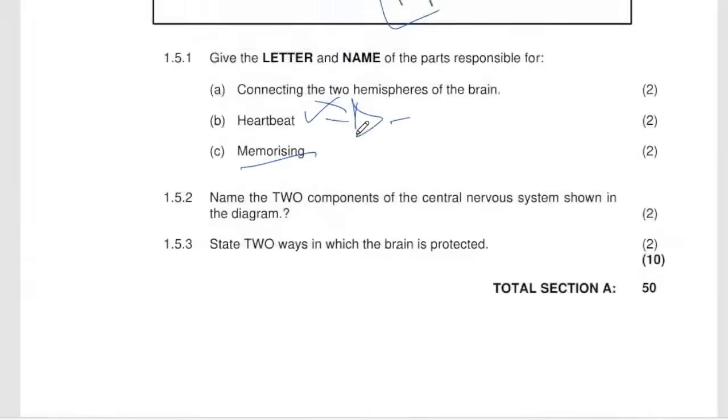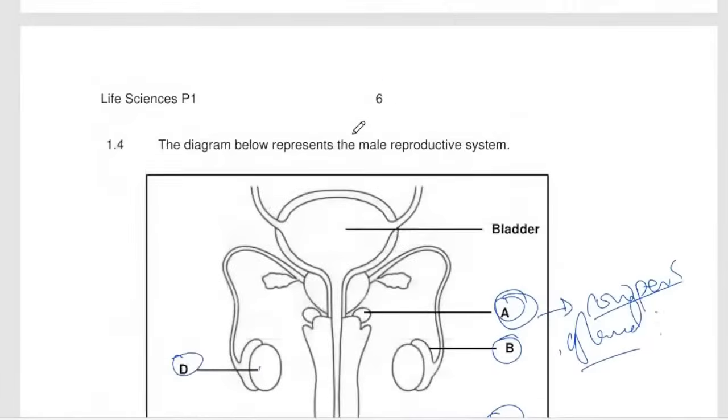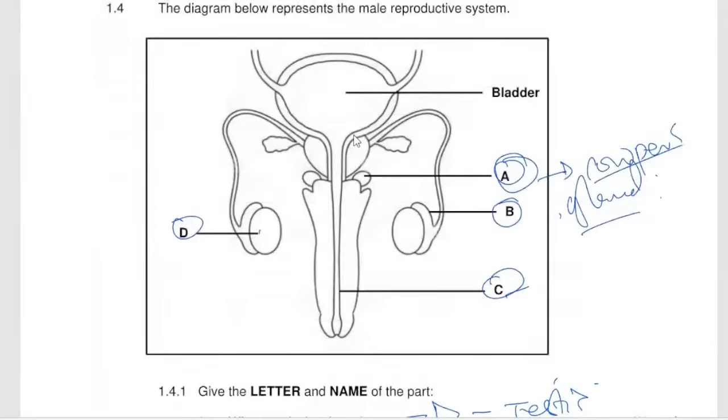Let's go back to this question. They're saying that if this part is cut, will the person be able to impregnate? The answer is no. Why? Because the sperms cannot move to the ejaculatory duct. You see? Why? Because it is cut.